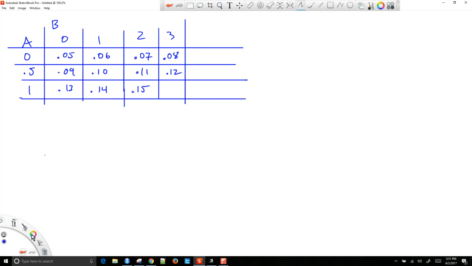Basically, when we're talking about integrating out a thing, right now we have the joint distribution of A and B. But if we just want to go down to the distribution of B, what we do is we sum up the probability of A and B across all A's. So we find this, 0.05 plus 0.09 plus 0.13.